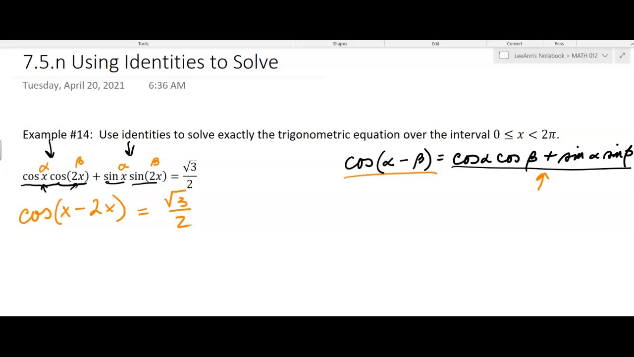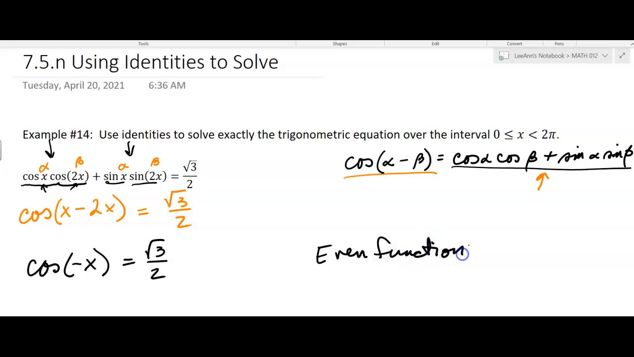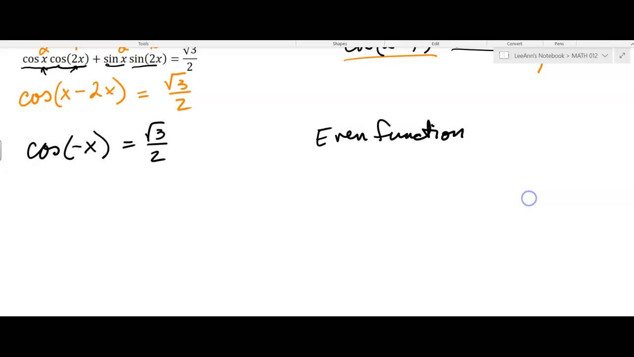So, okay. Now, x minus 2x, we know what that is. So cosine of negative x equals the square root of 3 over 2. But we know cosine is an even function, so we can use that identity. Okay. So cosine x is equal to the square root of 3 over 2. So now I just have to think, okay, where is the cosine square root of 3 over 2? And that's at pi over 6.